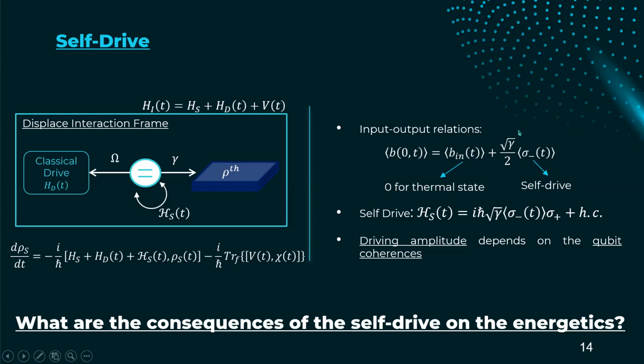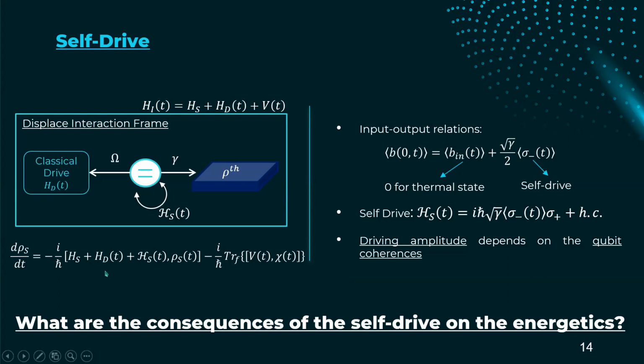What we are left with is something that is the self-drive now, because it is the coherence of the qubit itself. We call this term that comes from the dissipator the self-drive, because its amplitude actually depends on the coherence of the qubit itself, as you can see here. Because this HS depended on the coupling term, which had these temporal mode operators. Now these temporal mode operators, because they can be written in terms of the coherence, it appears in the self-drive, and that is why it's called the self-drive. Okay, so this is important.